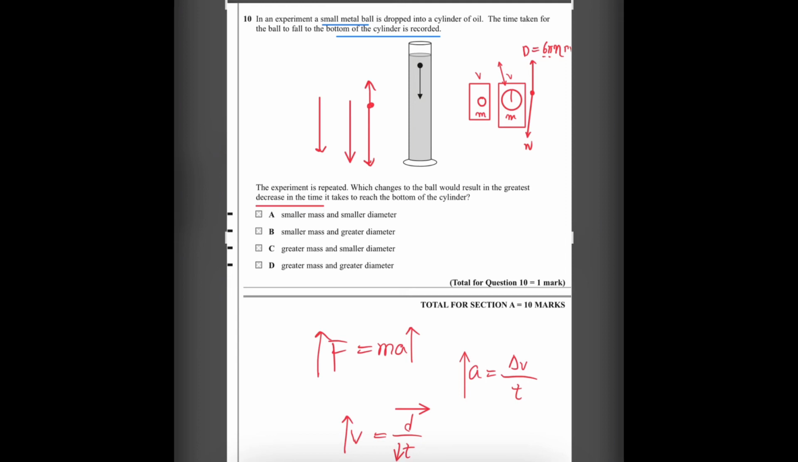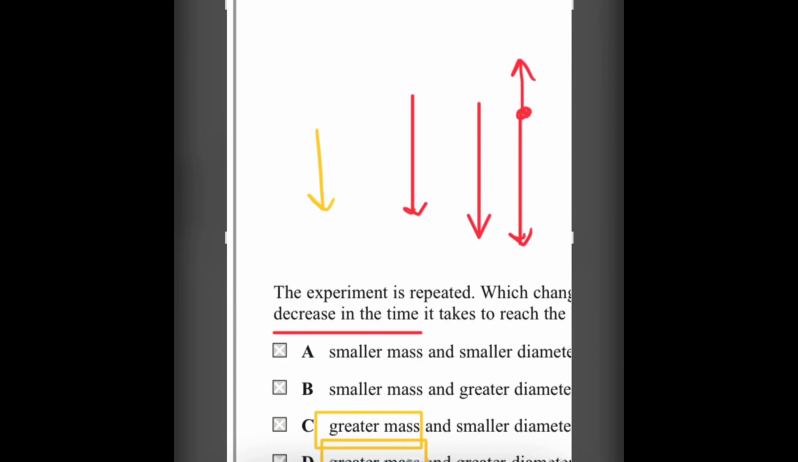So basically we will have a higher weight. Since W equals mg, a higher mass would have higher weight. A higher weight would have higher acceleration. Higher acceleration would have higher velocity, and higher velocity would have lower time. So we will need a greater mass. And since weight and drag act in opposite directions, we will need higher weight and lower drag.